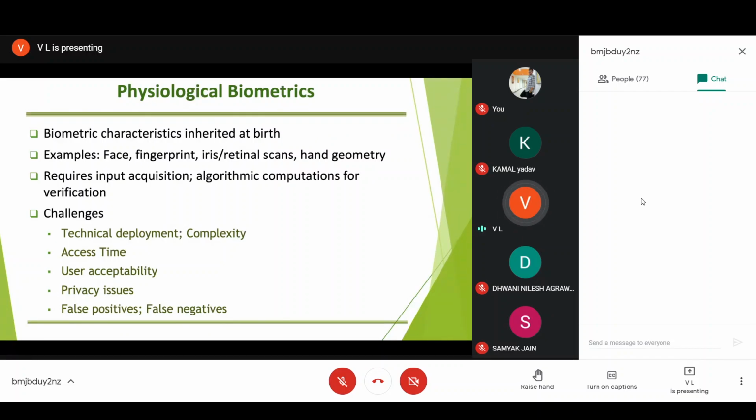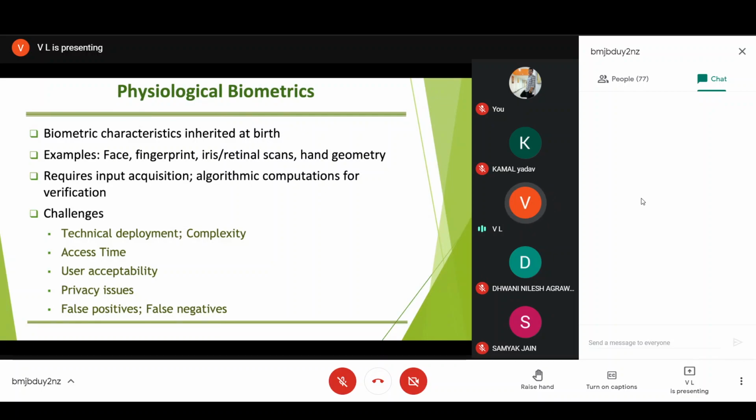Most of the people may not be happy with giving their biometric, or they might not be happy with their eyes being scanned. And then there are privacy issues with collecting biometrics, because the user doesn't know where this biometric is being stored. Then irrespective of how good a biometric could be, the system that you design will always be suffering from some false positives and false negatives.